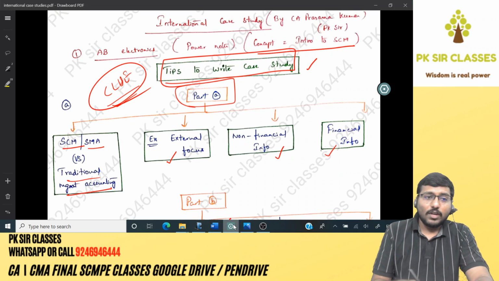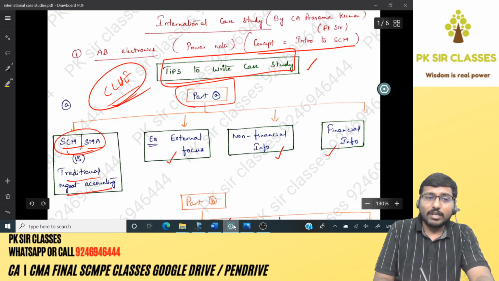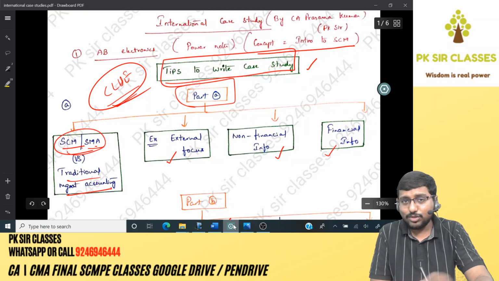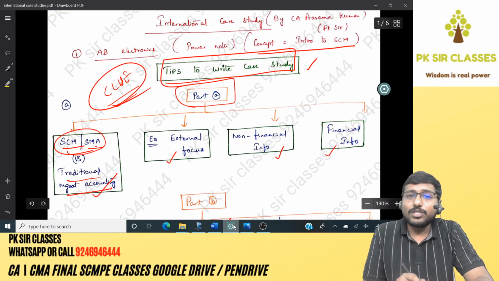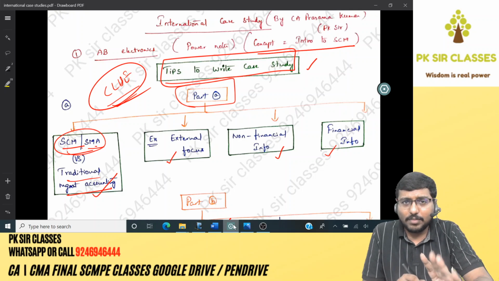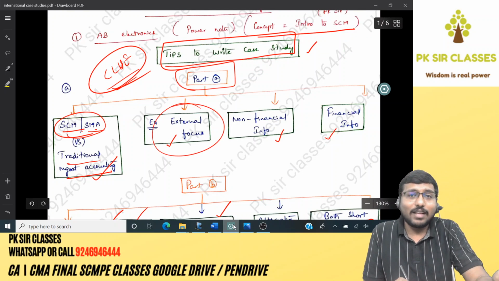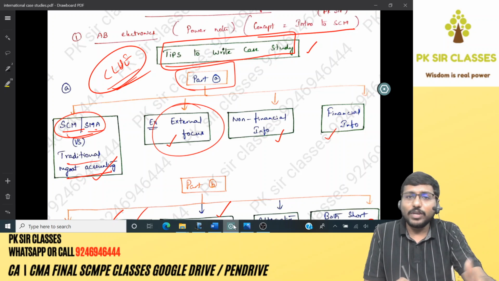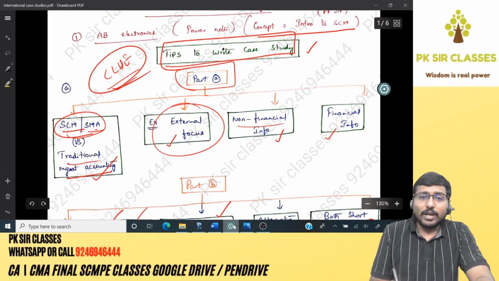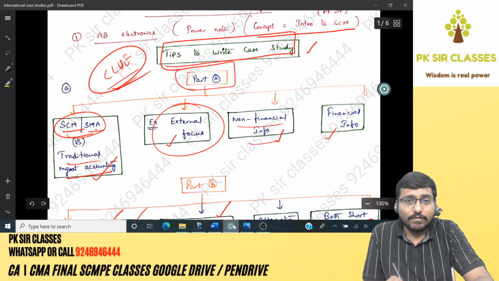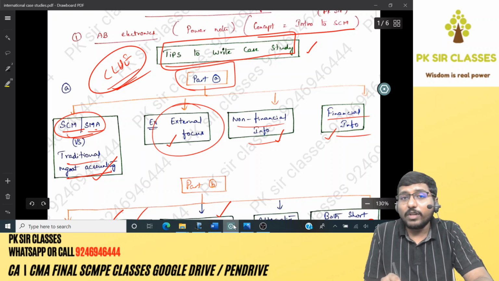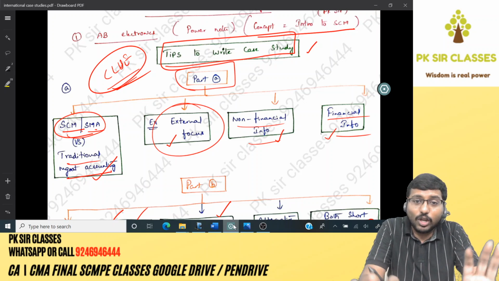So what are the clues? First, you write the differences between strategic management accounting, that is nothing but SCM, strategic cost management, versus traditional management accounting, which is there in your first chapter, intro to SCM. Then you write a few points which will focus on external aspects, what competitors are doing and all those things. Then you write a few points which cover non-financial information. Then you write a few points which will cover financial information as well. So these are all the clues for you.